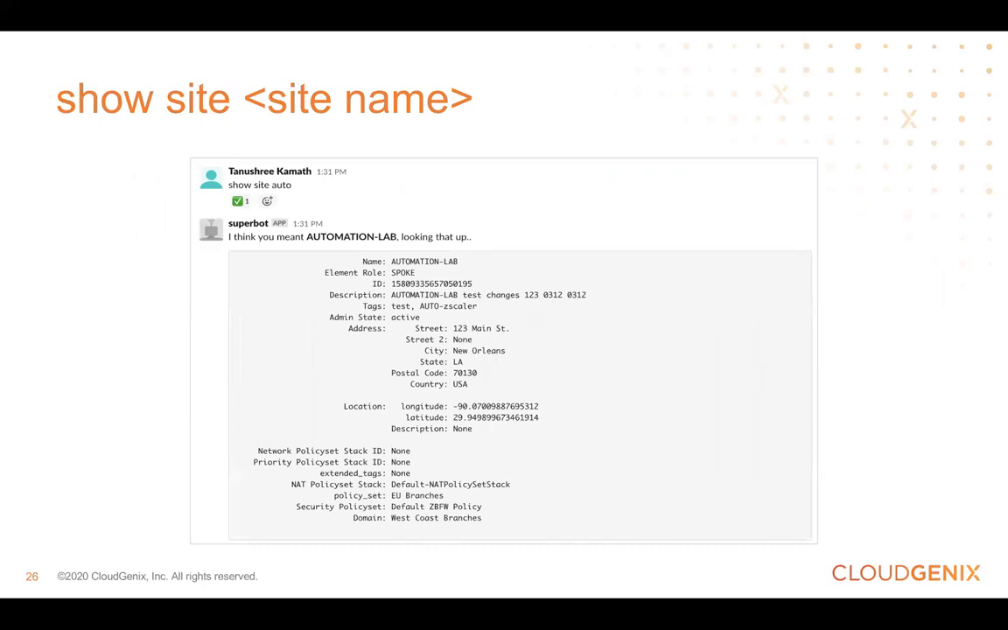Let's say I'm interested in a particular site, and maybe I'm struggling to remember the exact name, and that's fine because we have fuzzy logic incorporated. So what I'm doing here is, okay, this is my lab. It's called automation, but I don't remember if it's automation lab or automation underscore lab. So all I need to do is just type show site auto, and the bot recognizes that, okay, this is probably what you meant, and it will show me the response. So here you can see site-specific information such as address. You can see what are the different security and path policies assigned to this site as well.